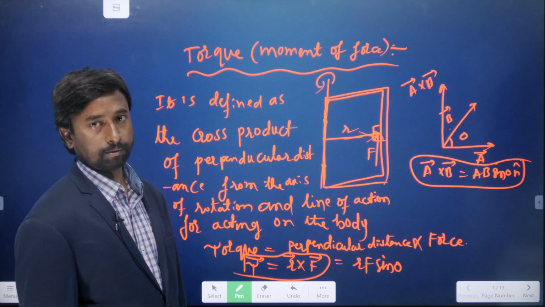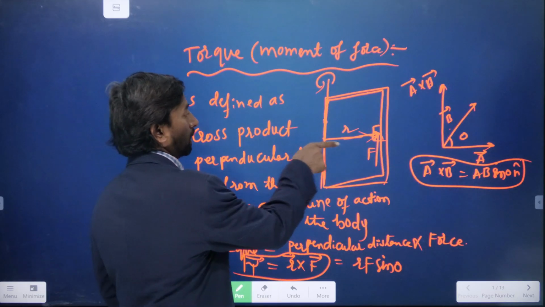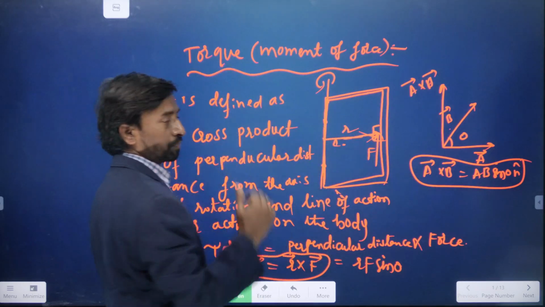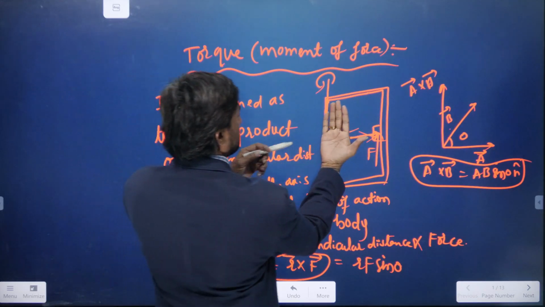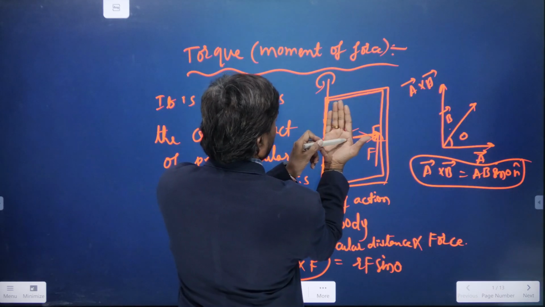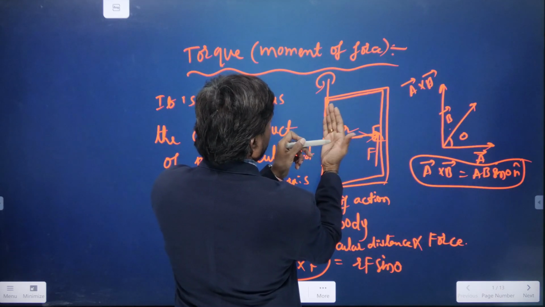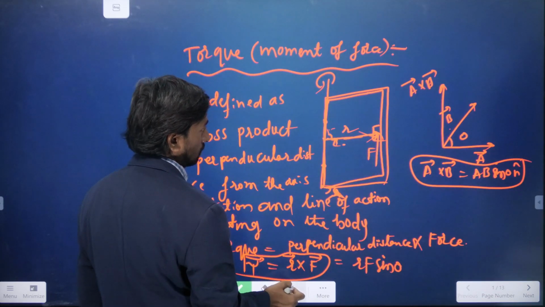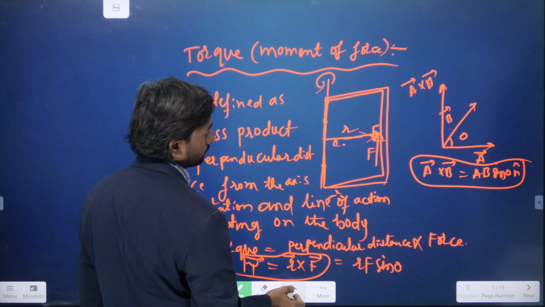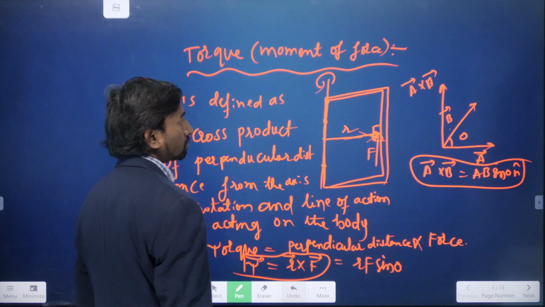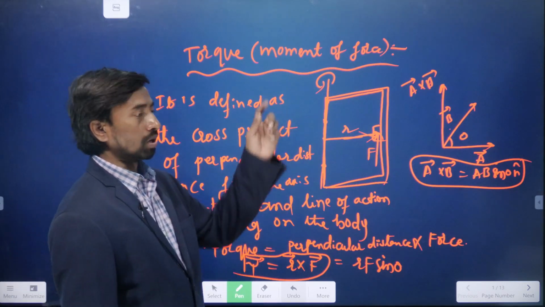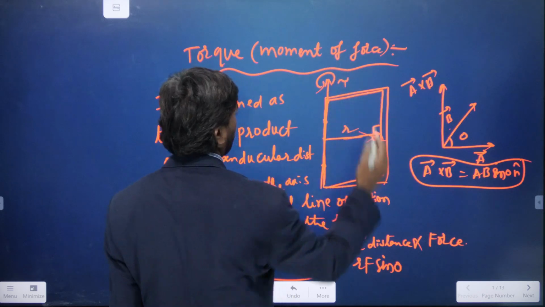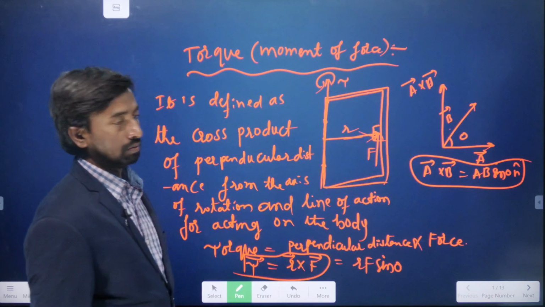Now suppose this is the perpendicular distance about which it is rotating, like a door, and we apply the force there. Then the perpendicular distance from the line of action of the force is considered, and that perpendicular distance provides the torque. The torque will always act perpendicular to the plane of the two vectors.